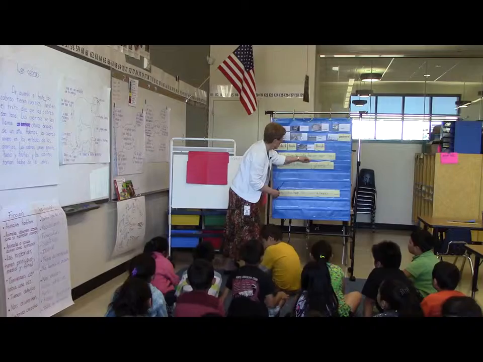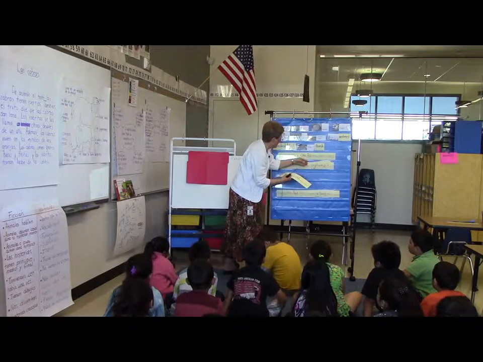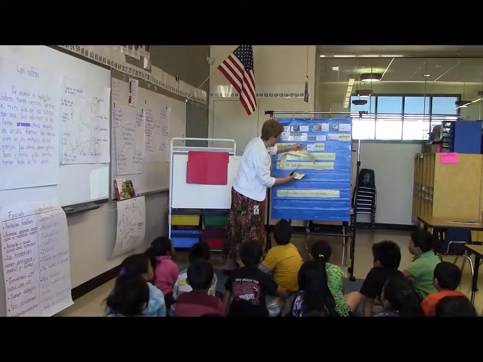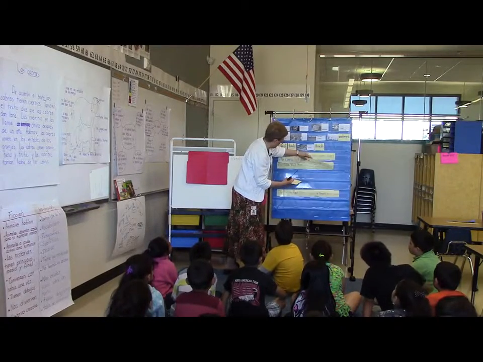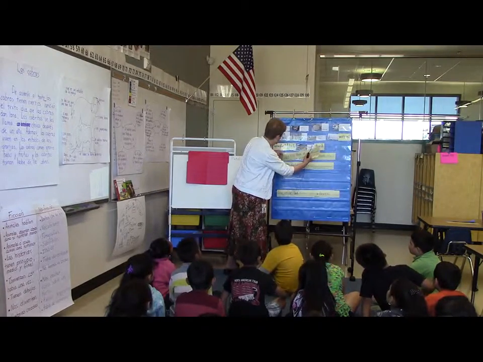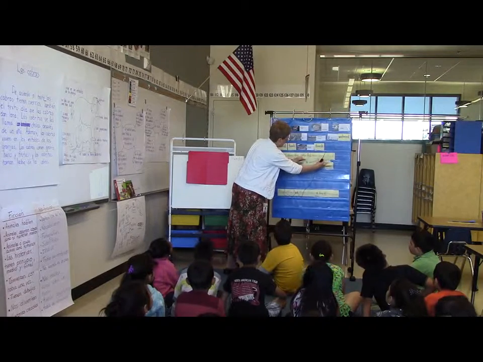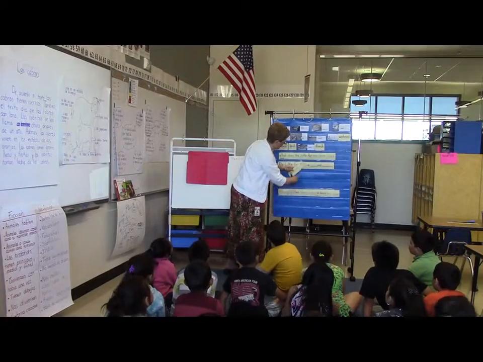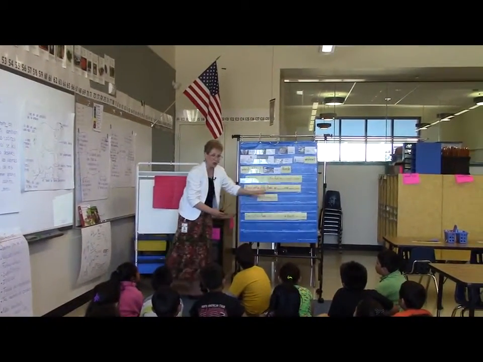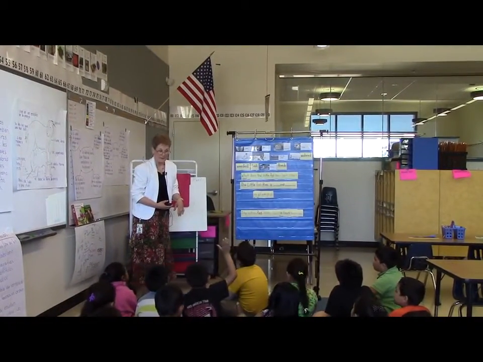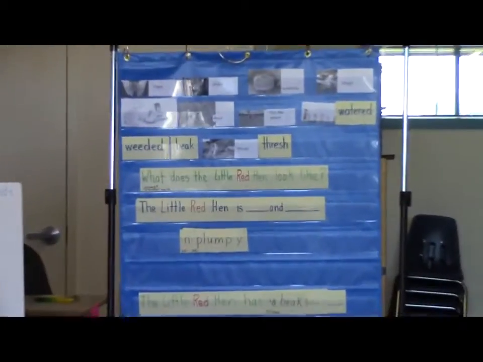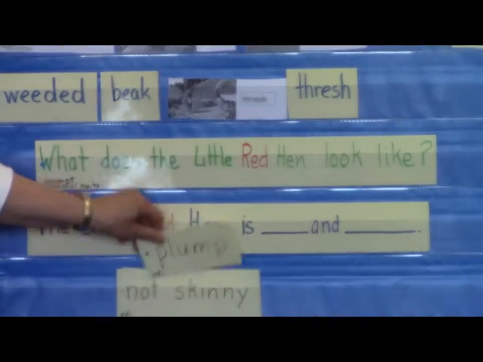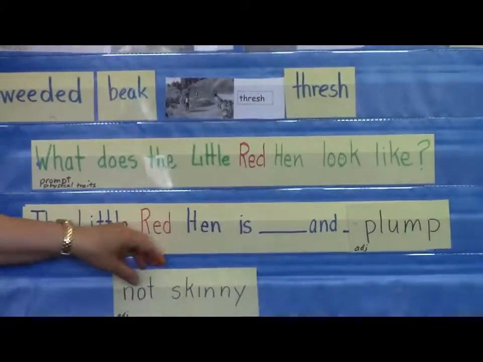We could make it a little bit more detailed by giving two responses. The little red hen is blank and blank. So now, who would like to make a sentence using two adjectives? Okay. The little red hen is plump. And what else?